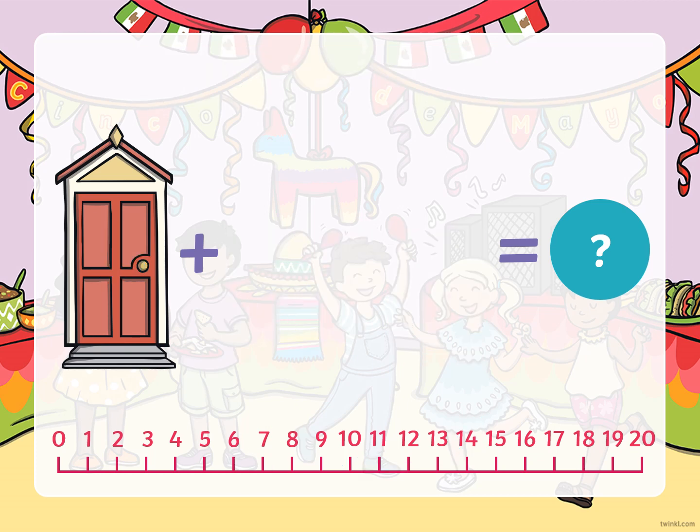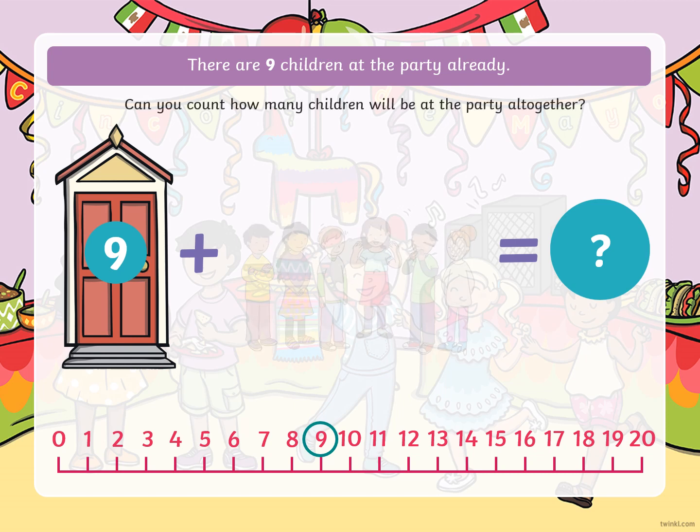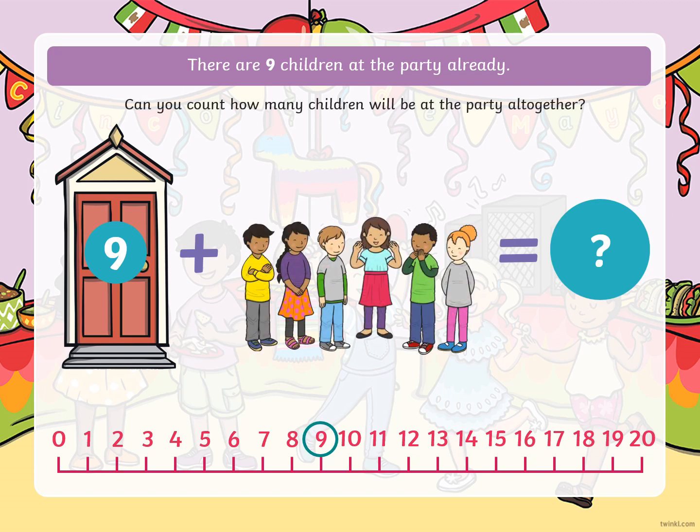For this one, try to do it on your own. There are 9 children at the party already. Can you count how many children will be at the party altogether? So there's 9 plus how many kids? How many do you think are they in all? I'll give you 30 seconds to try and solve and figure out how many kids are there in all.